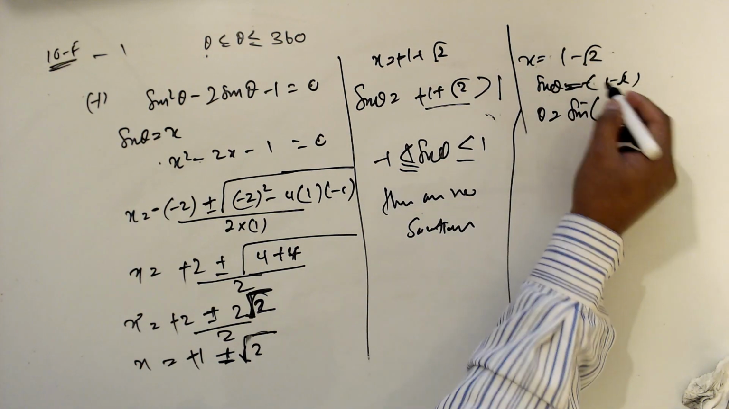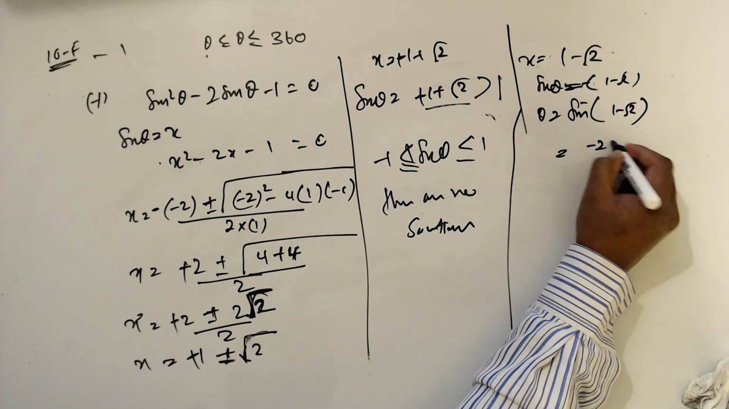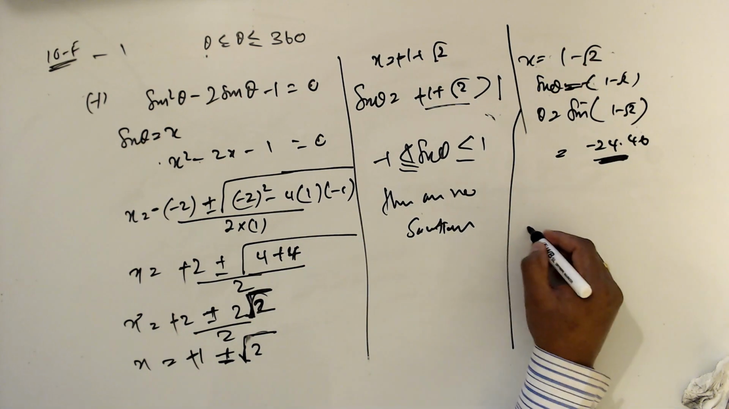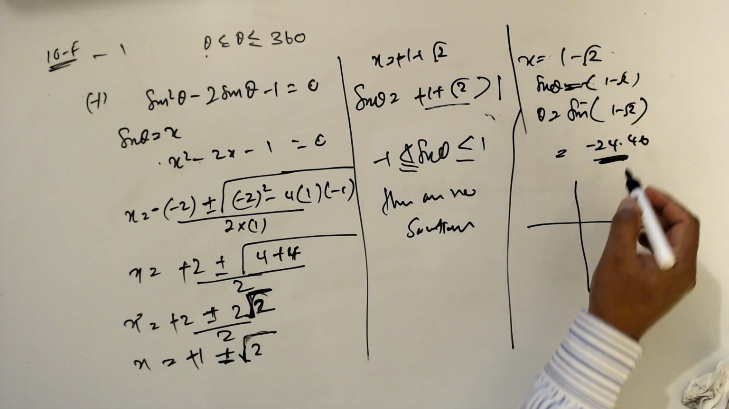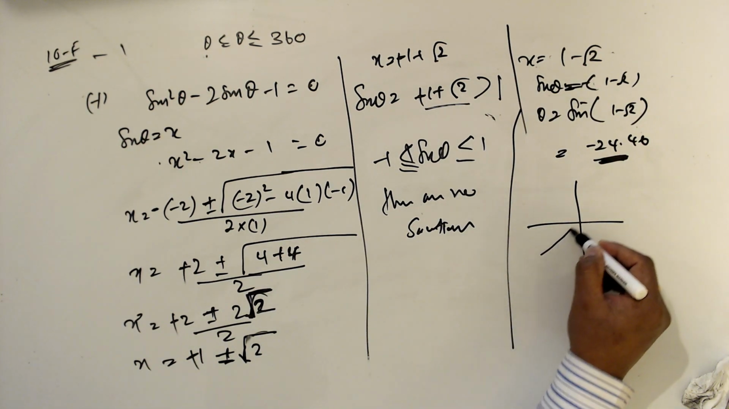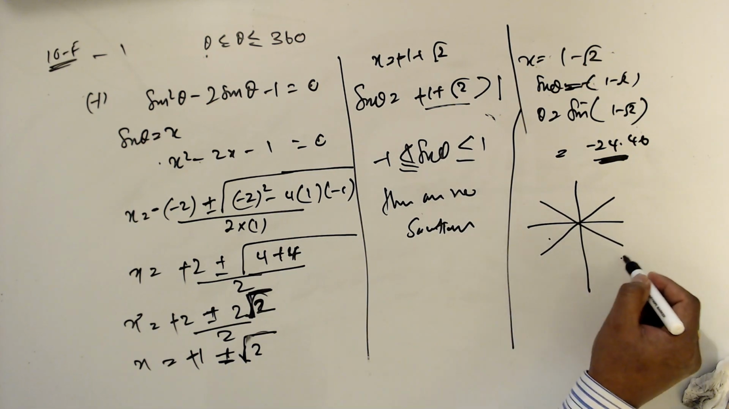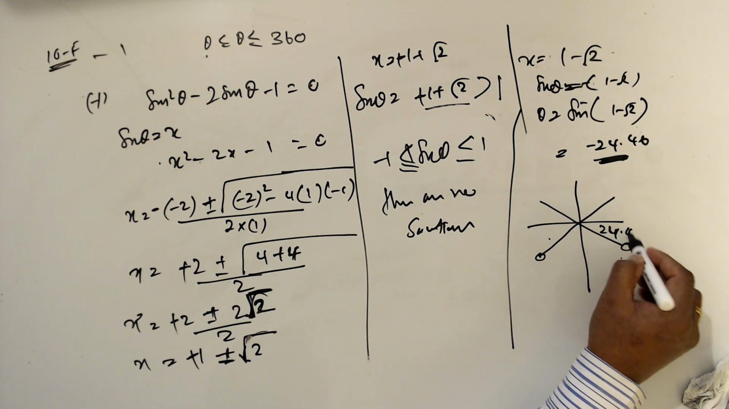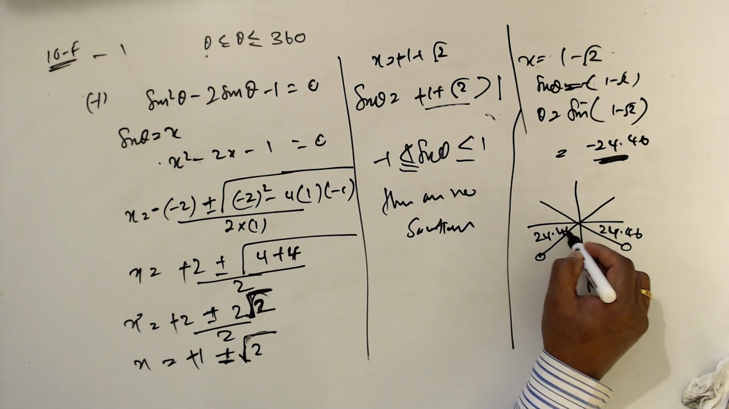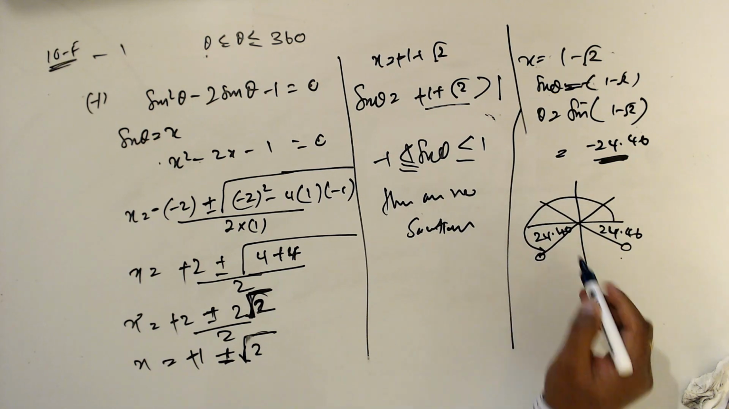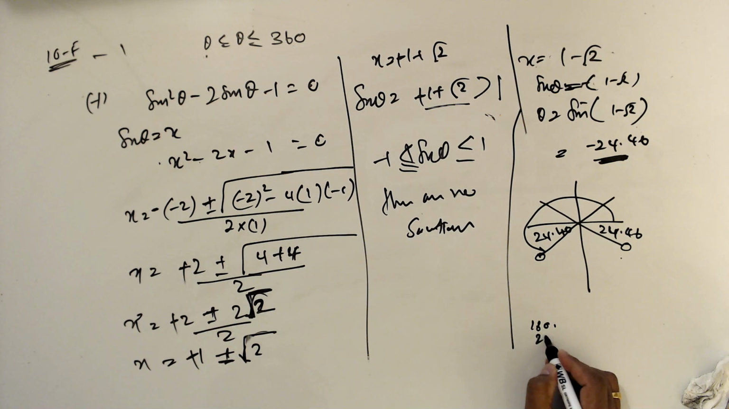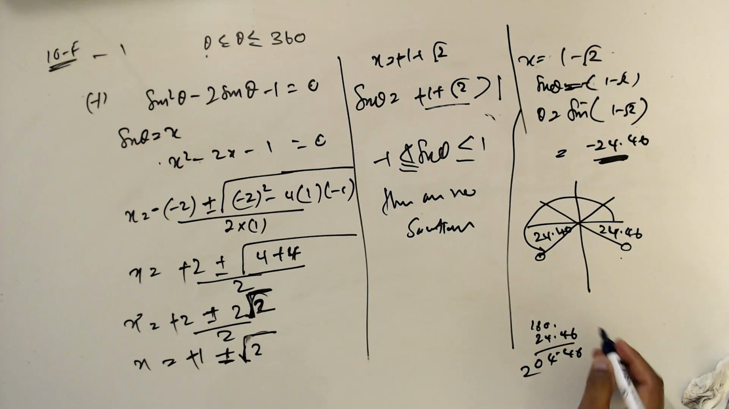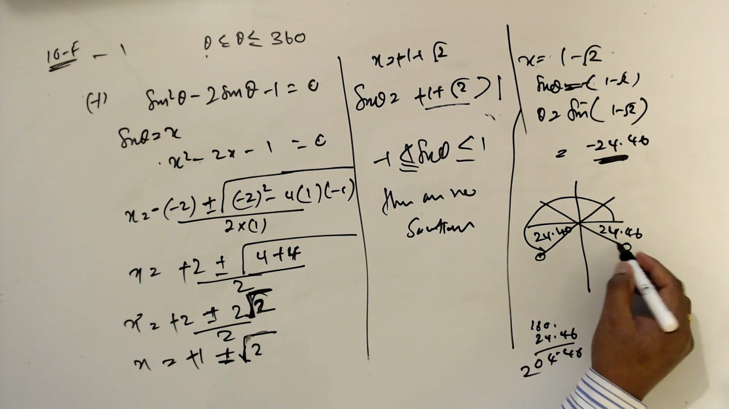This is positive now, and this is going to be minus 24.46. This is an acute angle. Sine is negative in the third and fourth quadrants. Now this is 24.46 and this is 24.46. So one angle is 180 plus 24.46, which is 204.